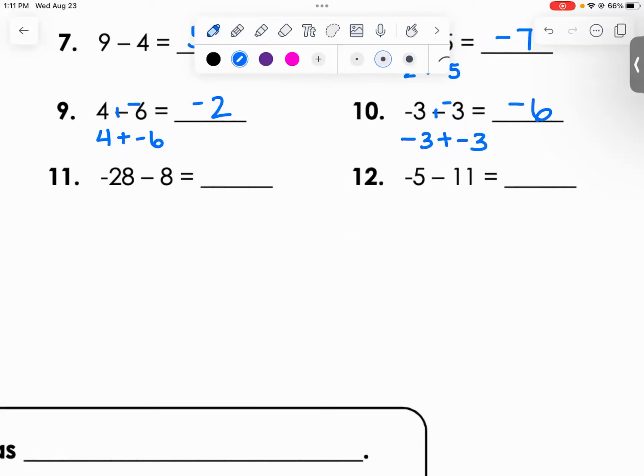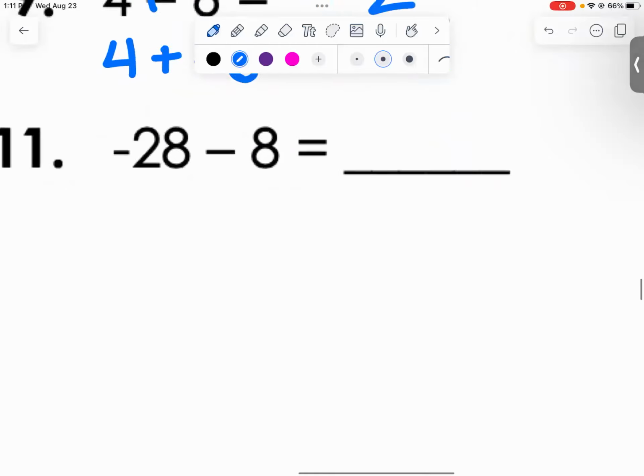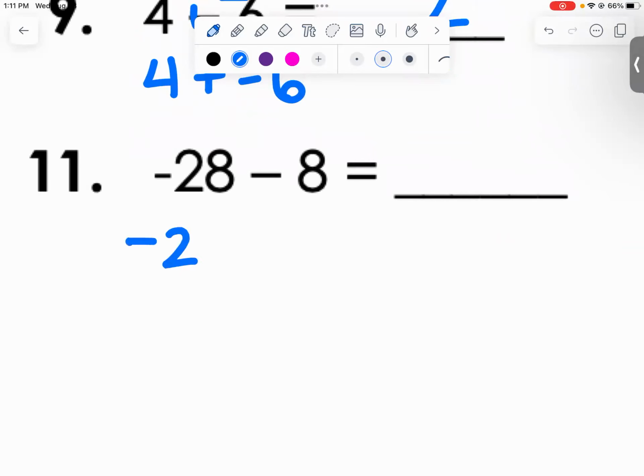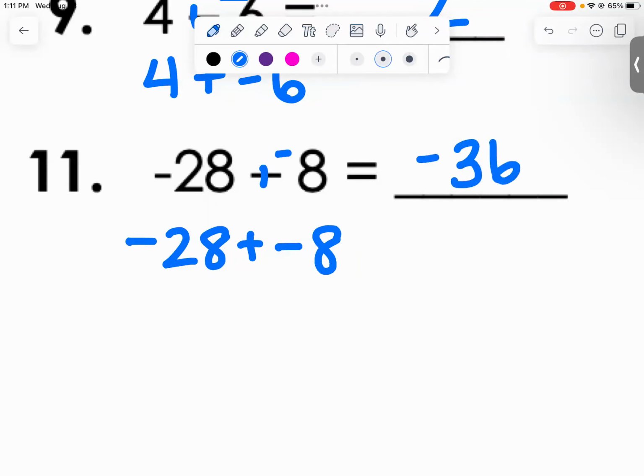Ruby, how do we rewrite number 11? Some of you may choose to just rewrite it like this. Some of you may choose to say add the opposite in the problem. These are the same thing. Reagan, what is -28 plus -8? -36. Do you agree with Reagan?